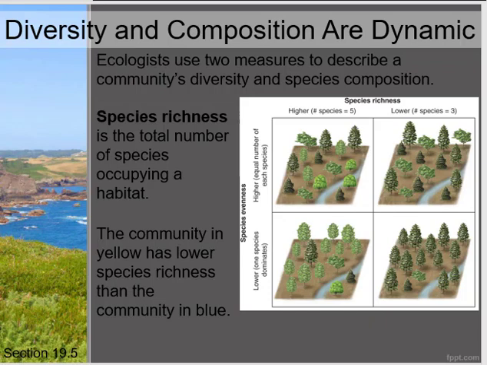Species richness. The more different species you have, the richer the community. The fewer species you have, the more vulnerable the community. What do I mean by that? Well, if 99% of the plants are just one species and a disaster happens, like a disease, it wipes out all the plant life in that area.